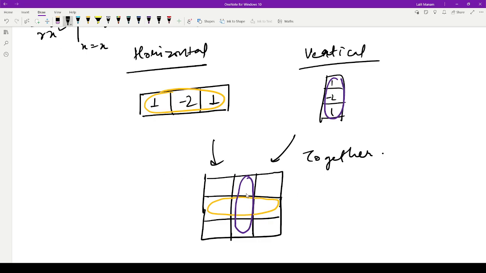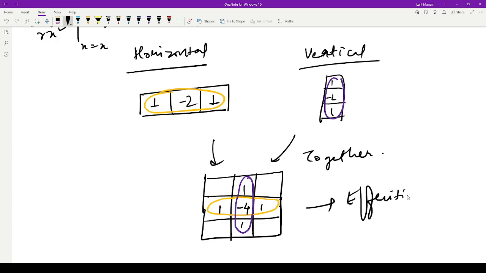So assume that everything is 0 here. If I place it here, this is 1, 1. If I place it here, this is 1, 1. And minus 2 gets added with minus 2, which gives you minus 4. So this is the effective operator.